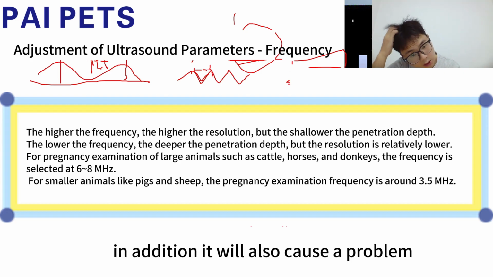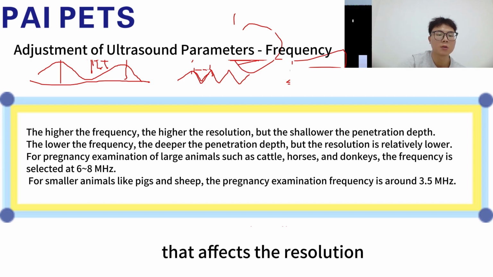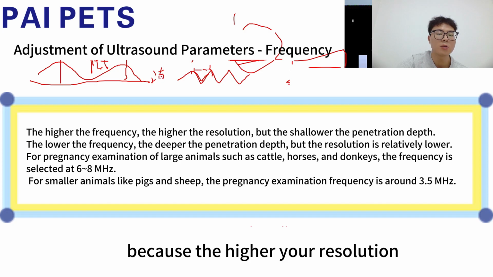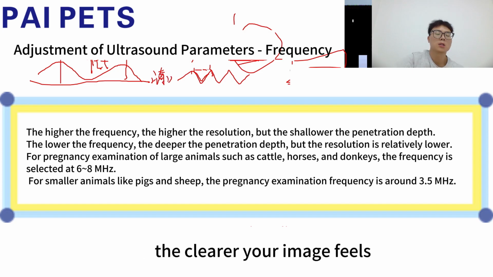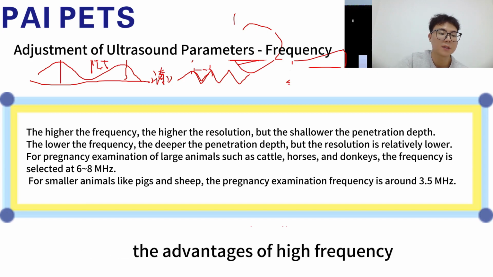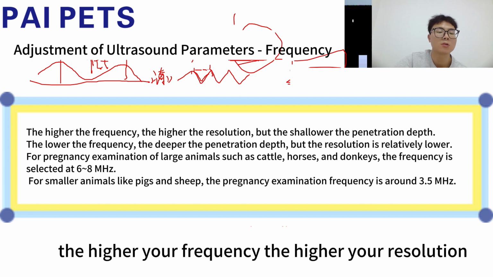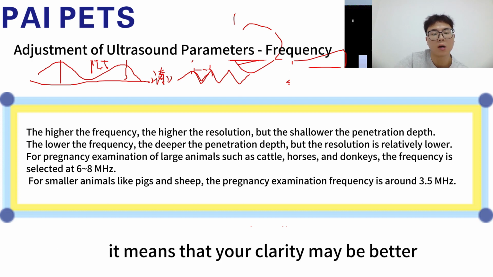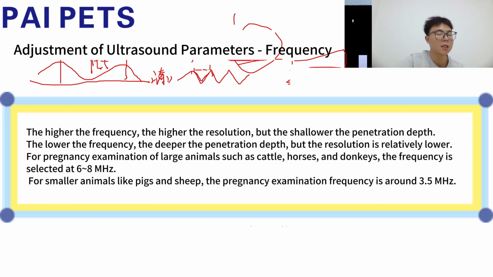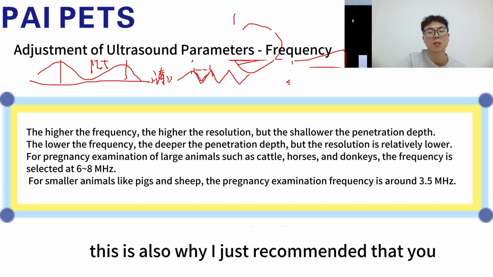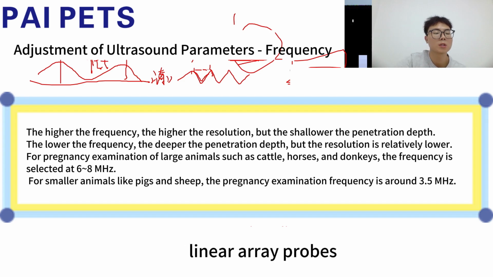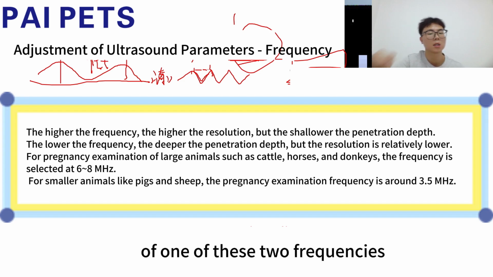In addition, it will also cause a problem that affects the resolution. We can understand resolution as clarity, because the higher your resolution, the clearer your image feels. At this time, the advantages of high frequency are reflected. The higher your frequency, the higher your resolution, which means your clarity may be better. And the lower the frequency, the worse your clarity may be. This is also why I just recommended that you choose the rectal linear array probe. This is due to the impact of these two frequencies.